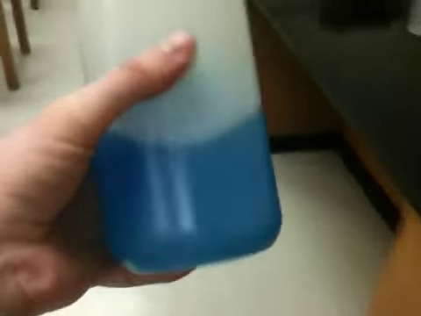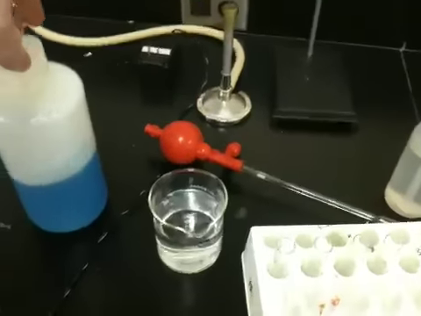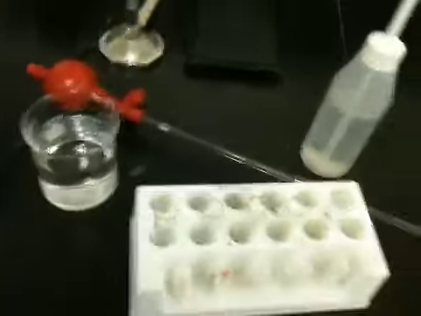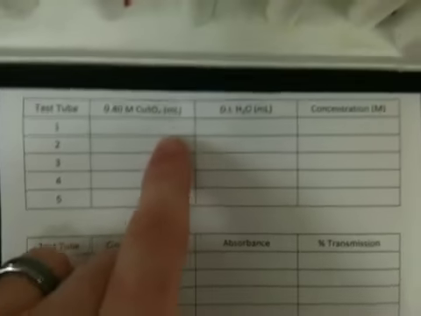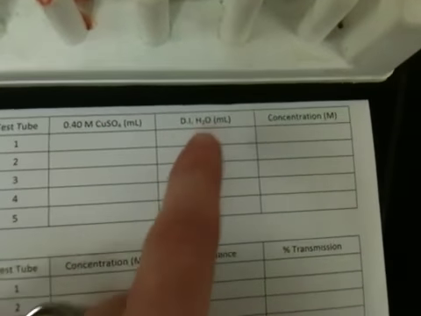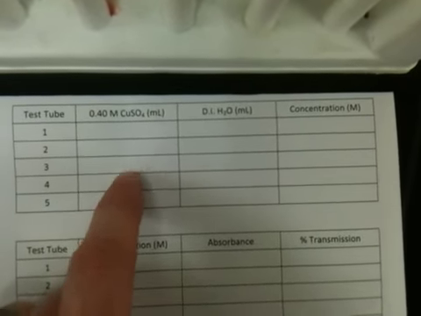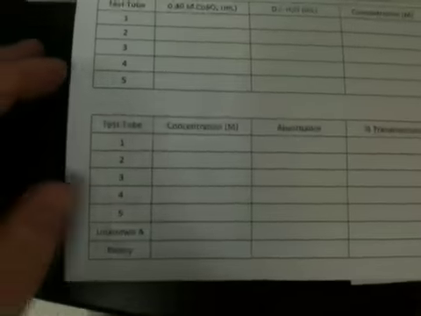So what we're going to do is take this solution and learn how to dilute it to get what's called the calibration curve. Now to do this, your data table has 5 test tubes, and what this shows you is that you're starting in test tube 1 with 0.4 molarity, and you're going to dilute each successive test tube down to a lower concentration. That's what gives you that graph that allows you to compare your known concentration, which is this, with your unknown, which is the copper solution from the penny that was dissolved.